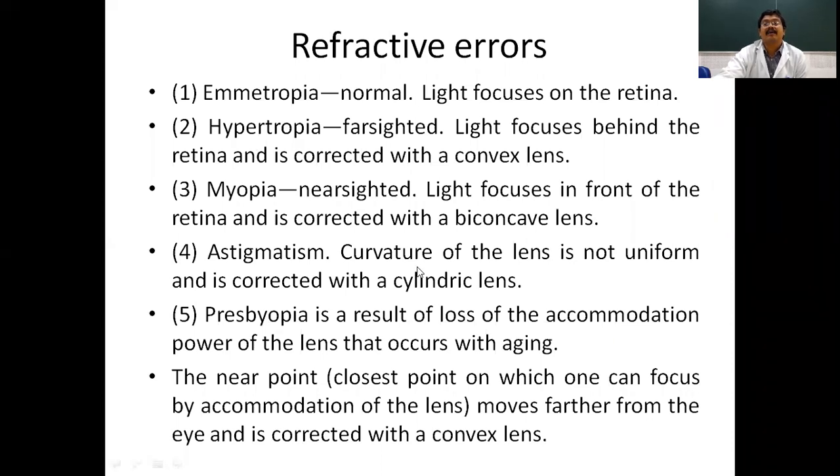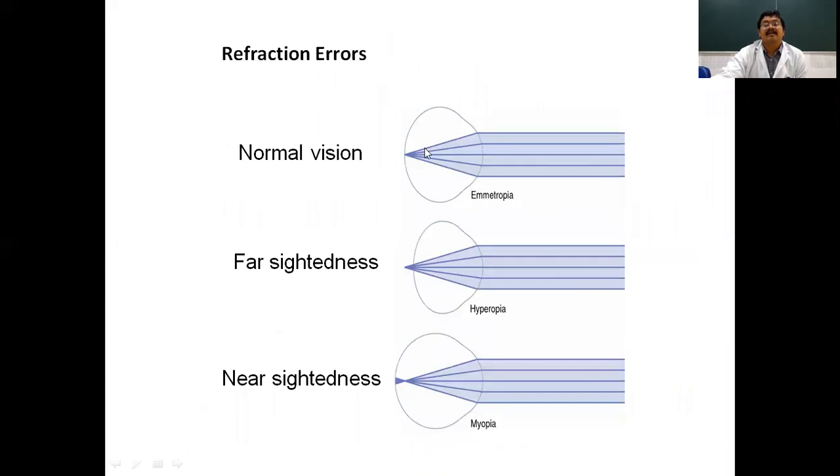Presbyopia results from the loss of accommodation with aging. The near point is the closest point on which one can focus by accommodation. The near point moves farther from the eye, and it is corrected with a convex lens in presbyopia. These are the different types of refractive errors. Emmetropia is directly focused on the retina.